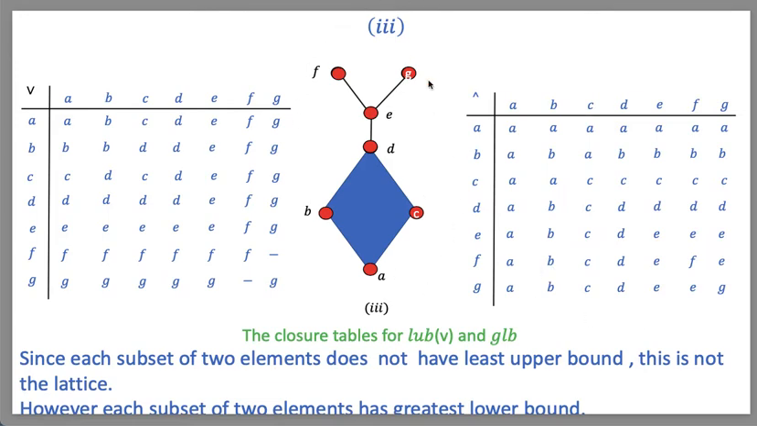So, this poset is not a lattice because not every pair of elements has a least upper bound. However, every pair of elements contains a greatest lower bound. This can be seen from this closure table.